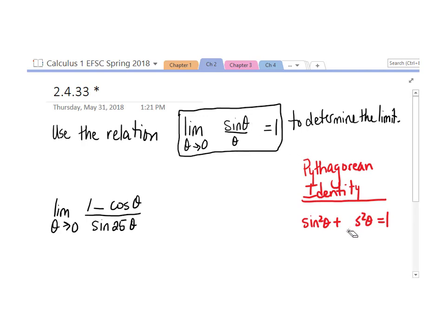But we're also going to need to use this identity. It's one of the Pythagorean identities because it comes from the Pythagorean theorem. It says that sine squared plus cosine squared equals 1. In our problem, we're going to want to rearrange this and notice that sine squared of theta must be equal to 1 minus cosine squared of theta.